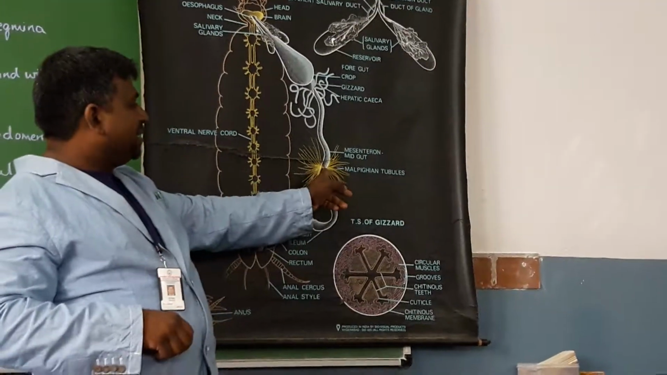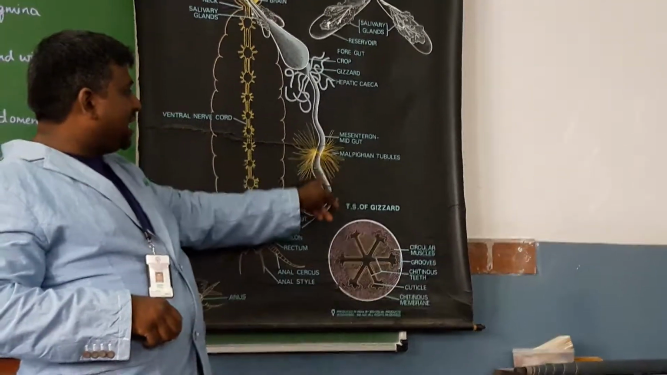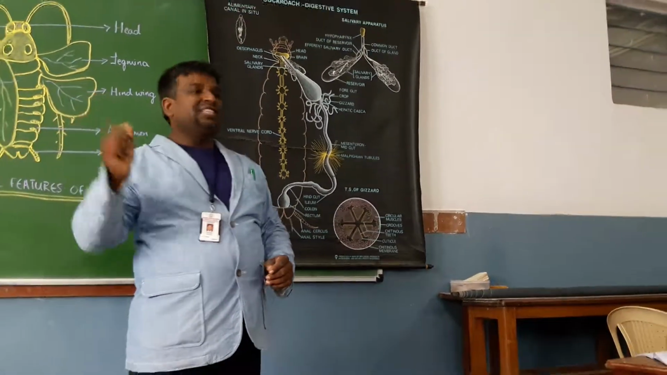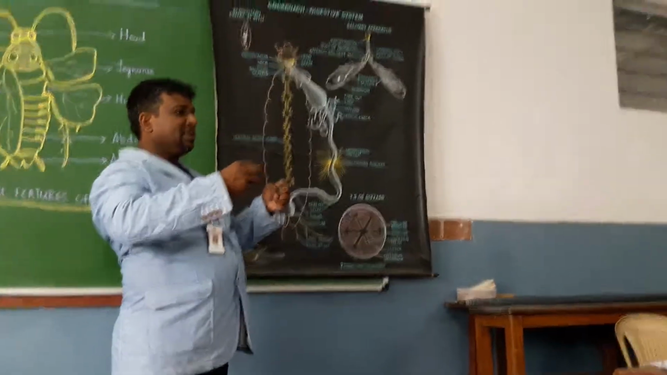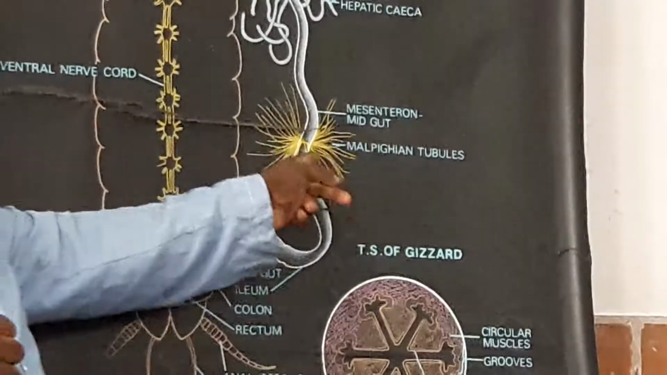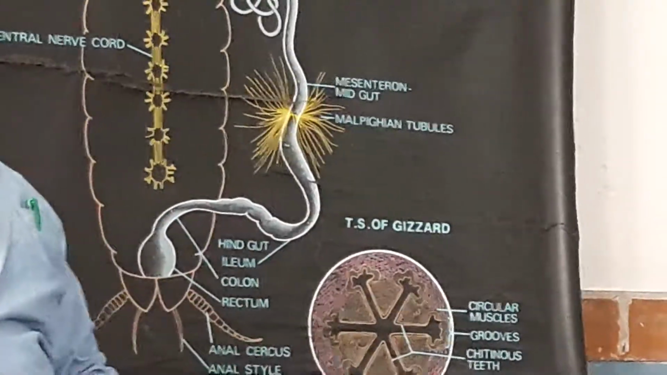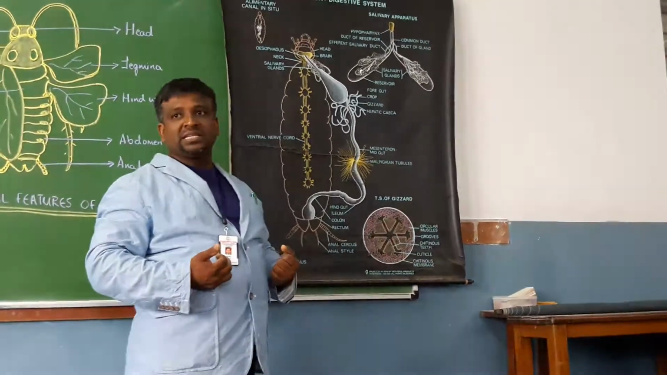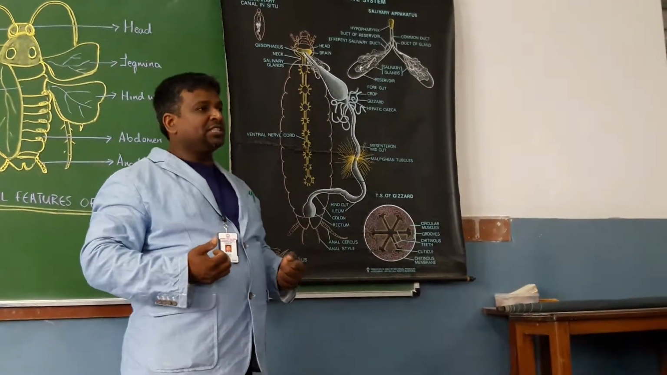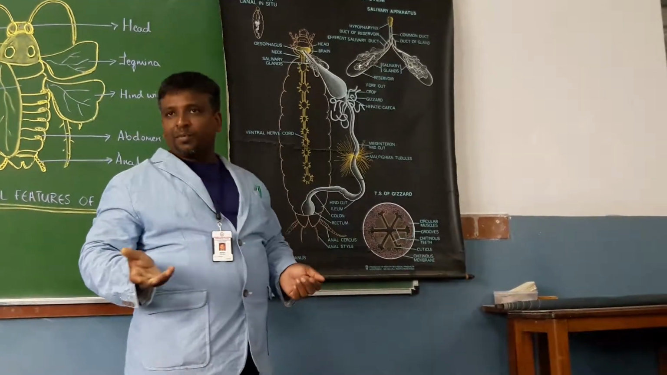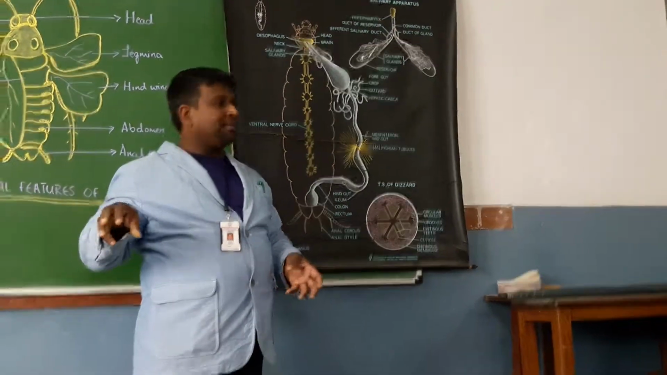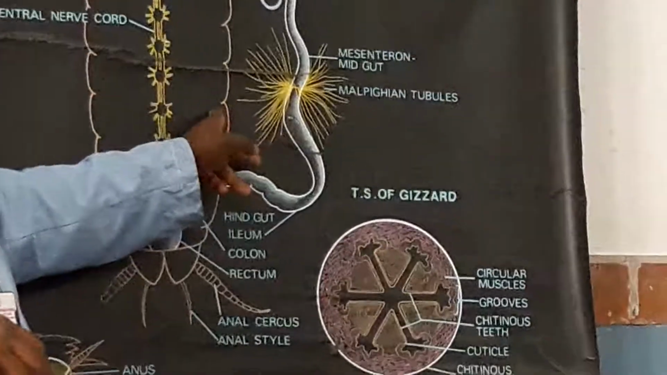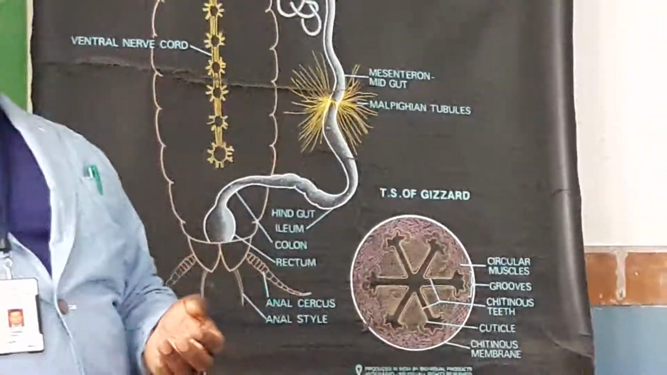The midgut is also called the mesenteron. Then at the junction of the midgut and hindgut, there are numerous yellowish, hairy filament-like structures, which we call malpighian tubules. They are excretory in nature. You know that kidneys are our excretory organs, and the nitrogenous waste in our body is thrown out as urea during urination. But in case of the cockroach, what do they have? Malpighian tubules. They help in excretion of nitrogenous waste.